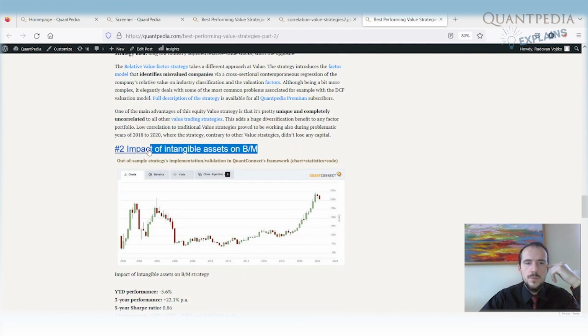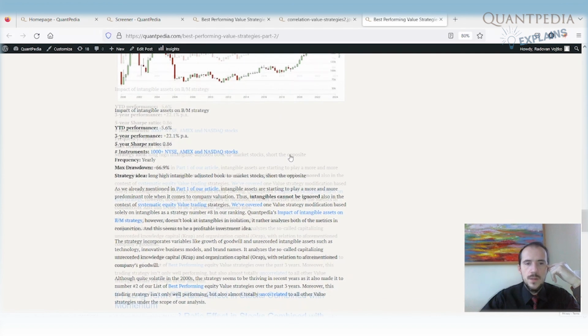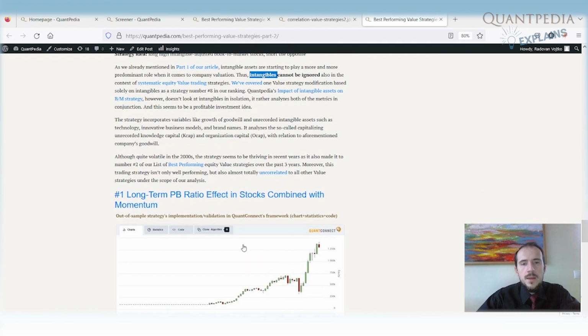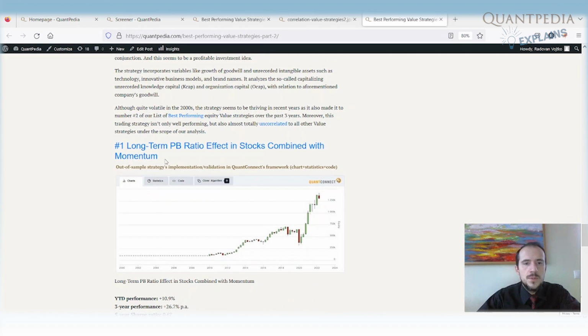Strategy number 2, the impact of intangible assets on book to market. Once again, we are not just looking at high book to market stocks, but we are looking at the effect of intangible adjusted book to market. So it means we are adjusting book to market via the intangibles, which cannot be ignored, as we mentioned a few strategies ago.